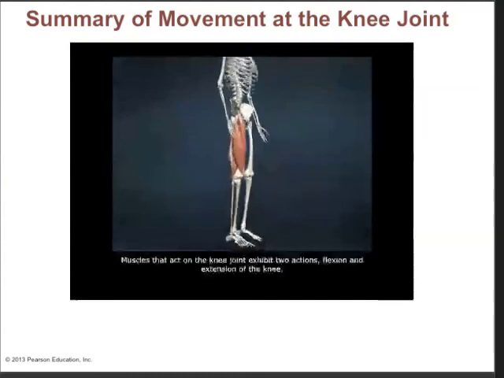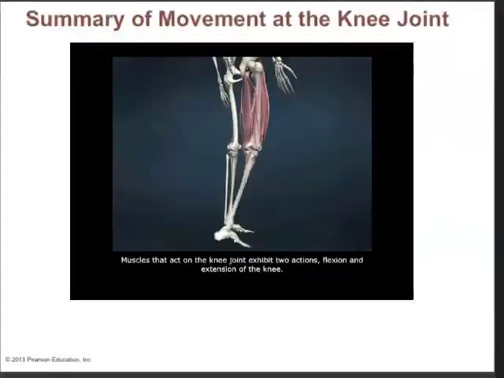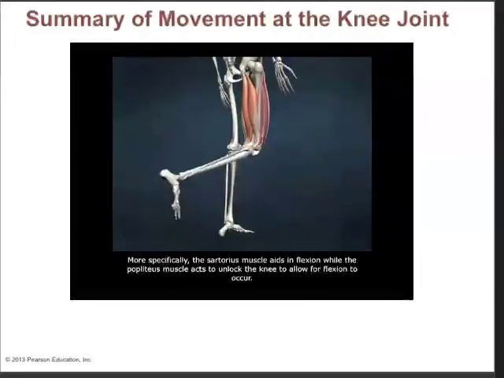Muscles that act on the knee joint exhibit two actions: flexion and extension of the knee. Knee flexion is the result of the hamstring muscles as the prime movers, and the popliteus and sartorius muscles as synergists. More specifically, the sartorius muscle aids in flexion, while the popliteus muscle acts to unlock the knee to allow for flexion to occur.